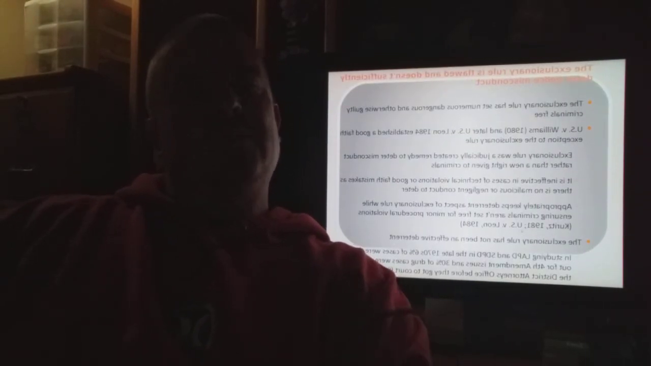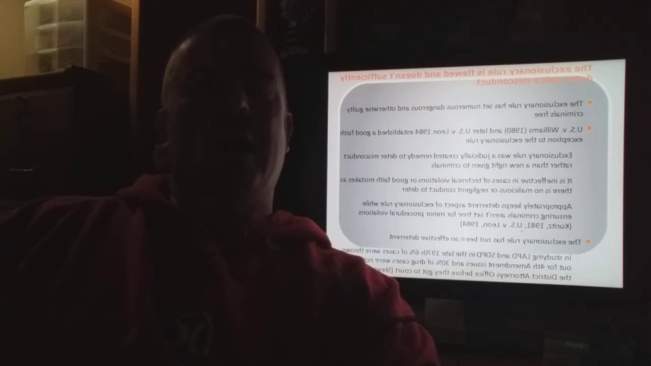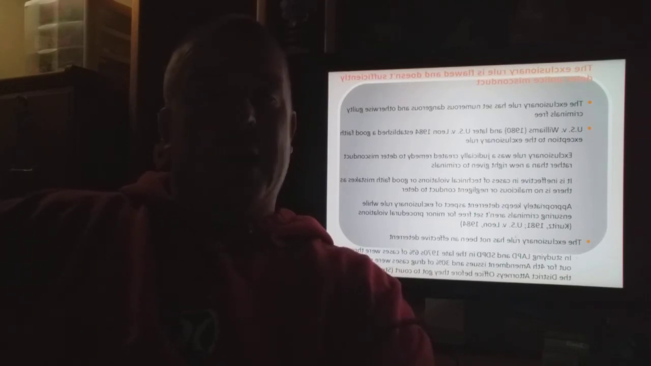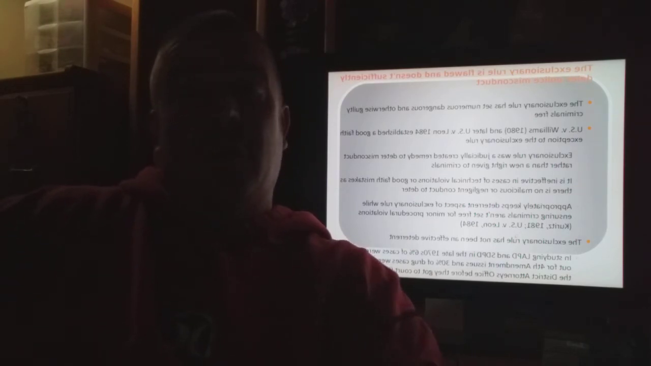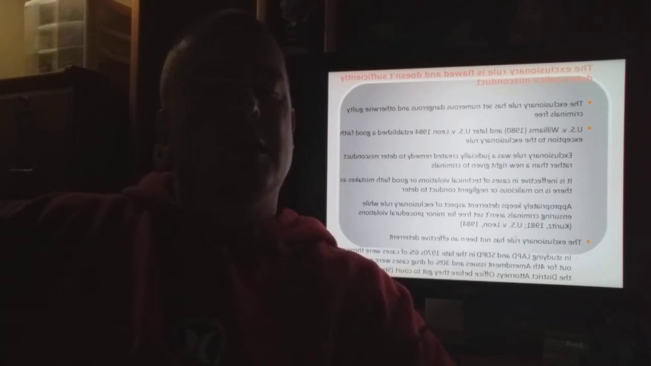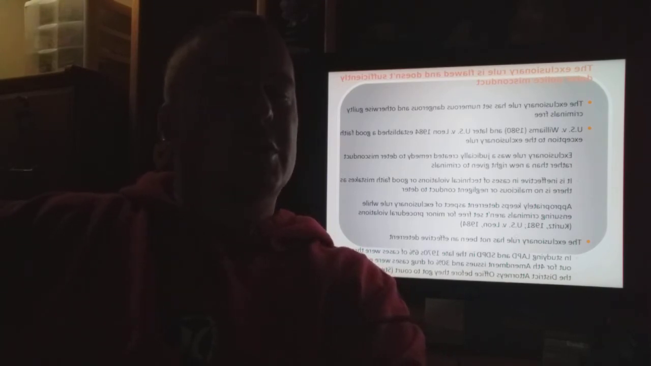And so that was one of the flaws that the exclusionary rule had, was that it was releasing people back into public on minor, not misconduct, but minor errors, procedural errors, technical errors, things of that nature.